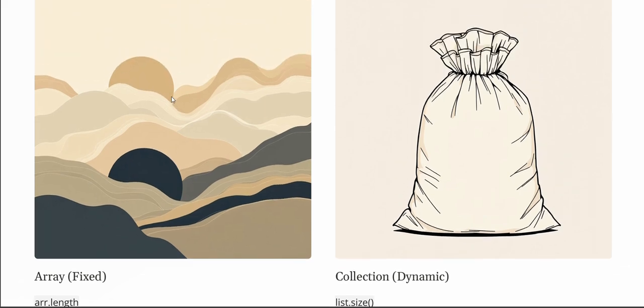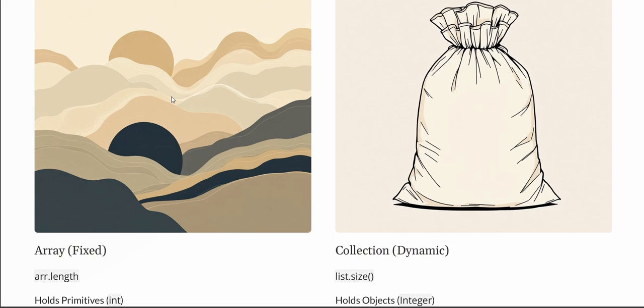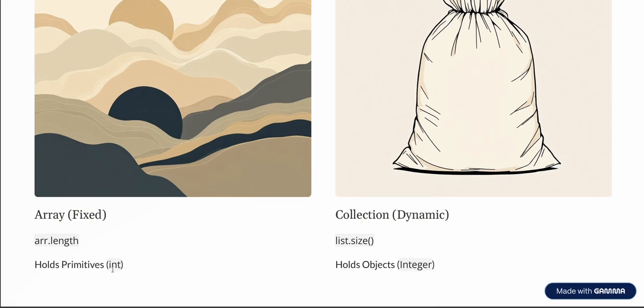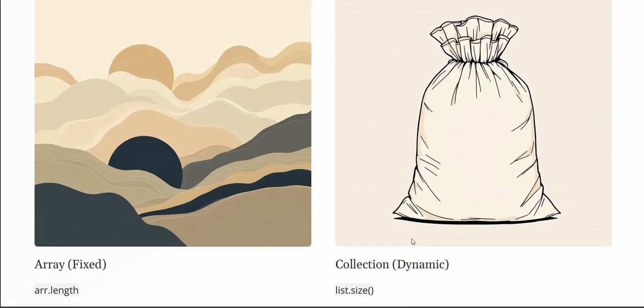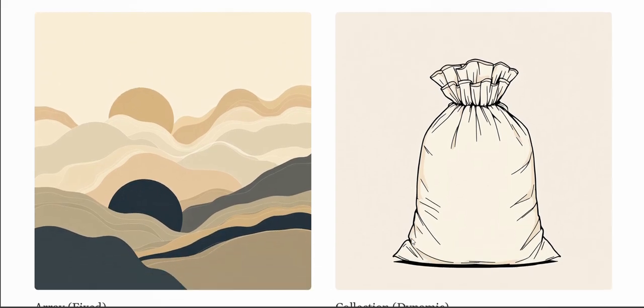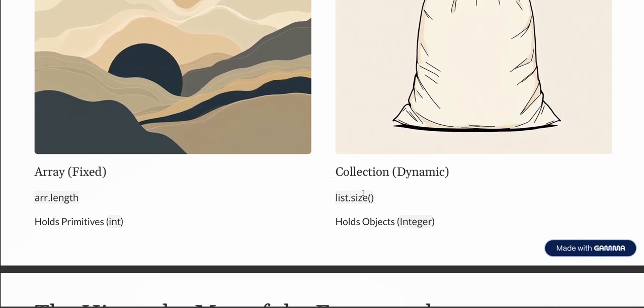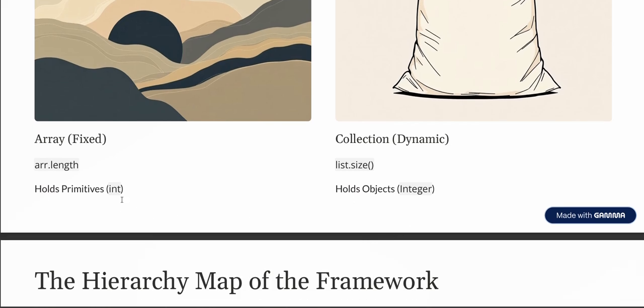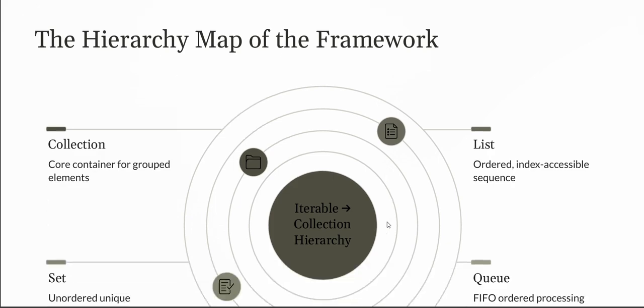An array is fixed, like a fixed timetable, coming in the morning at 8 a.m. and leaving in the evening at 5 p.m. It has a fixed length and only holds primitives. A collection is dynamic, like money: you can take the money. A list size is dynamic and holds objects such as integers. Here the array holds primitive data, and here the collection holds integer objects.